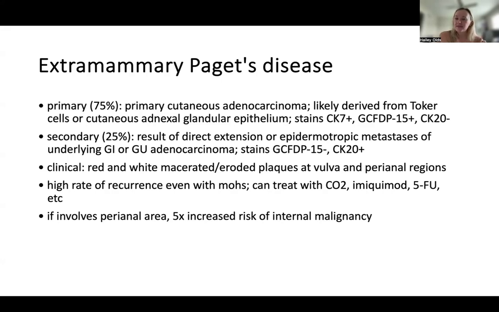And this has the opposite staining pattern. So this one's CK20 positive. So how I remember this is that we're all taught that for mets, above the diaphragm is CK7 positive and below the diaphragm is CK20 positive. So when it's direct extension from a below-the-diaphragm adenocarcinoma, it's CK20 positive, which is secondary. And you can treat this with Mohs and other things, but there's a high recurrence rate. So that's good to keep in mind. And if it involves the perianal area, there's a 5 times increased risk of internal malignancy.